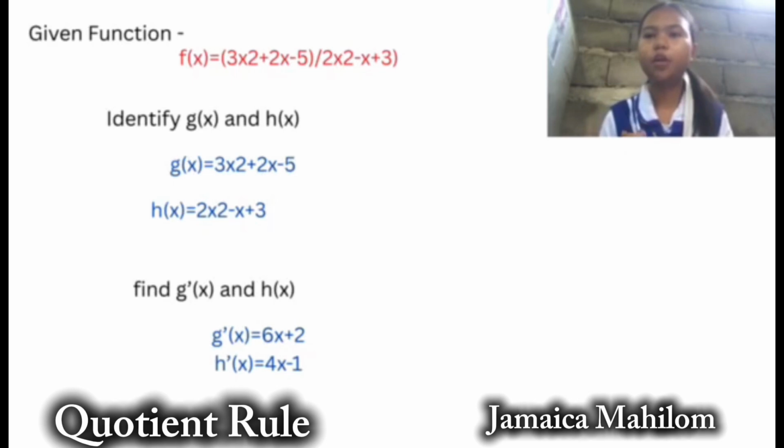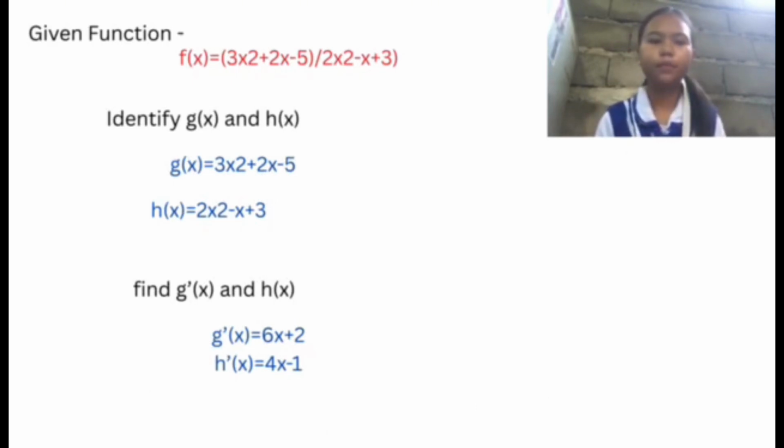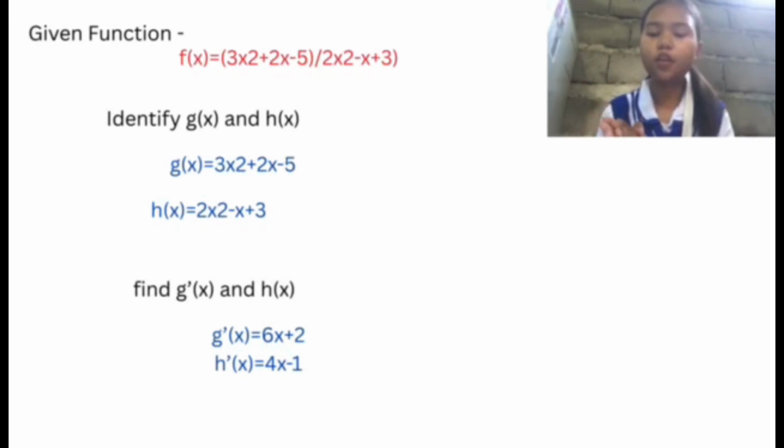Today we're going to solve the quotient rule. So the given function is f of x is equal to 3x to the power of 2 plus 2x minus 5 over 2x to the power of 2 minus x plus 3. So identify the g of x and h of x.